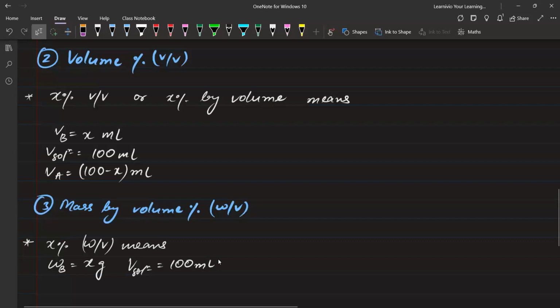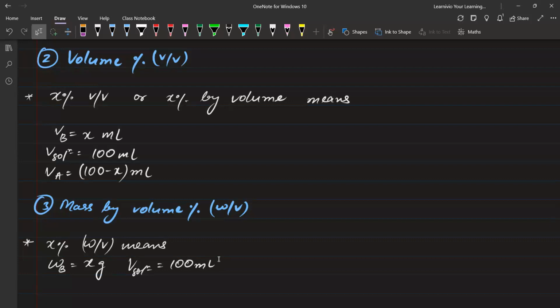We cannot say anything about the mass of solvent or the volume of solvent because we cannot subtract grams from ml. If you have density, then we can find out, but not right now. So these are the very elementary concentration terms.